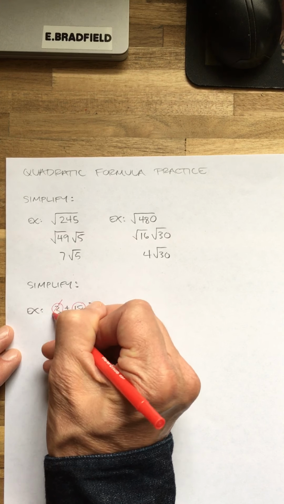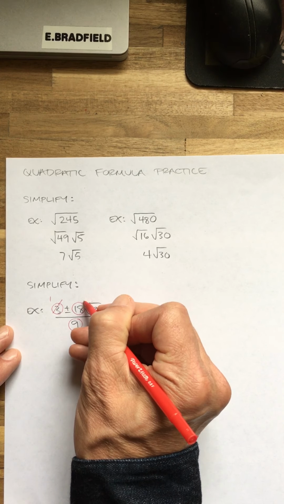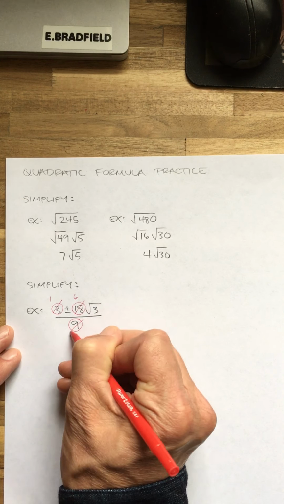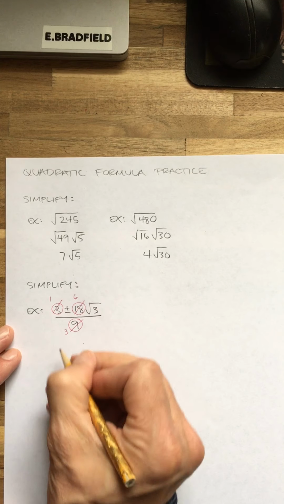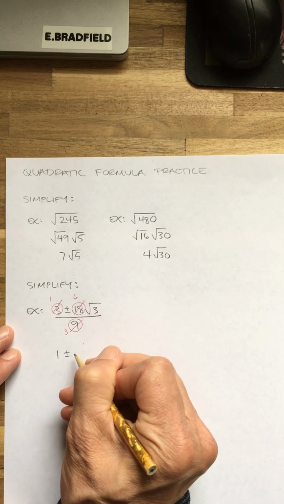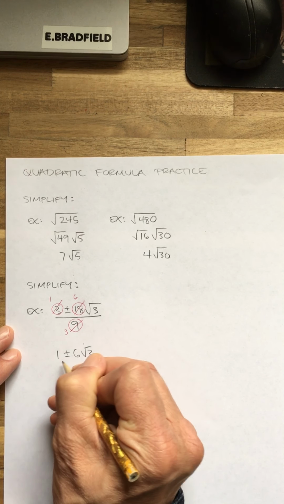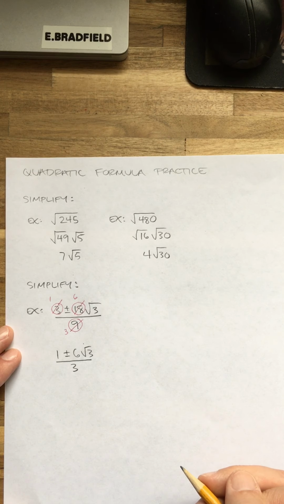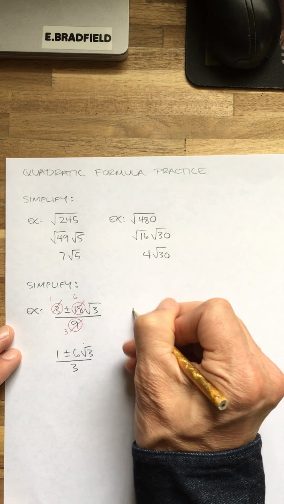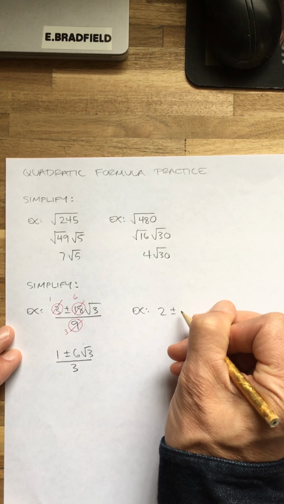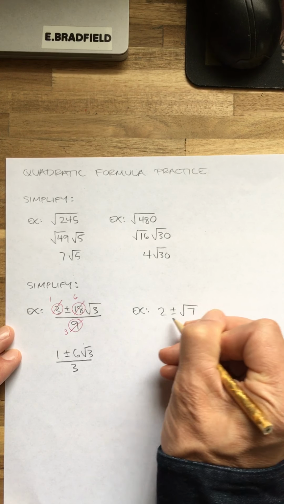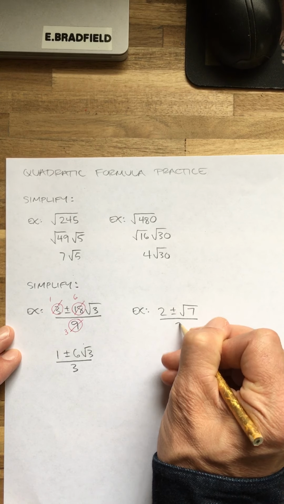So 3 divided by 3 is 1. 18 divided by 3 is 6. 9 divided by 3 is 3. So now this problem becomes 1 plus or minus 6 radical 3 over 3. All right, let's do another one. We have 2 plus or minus radical 7 over 2.